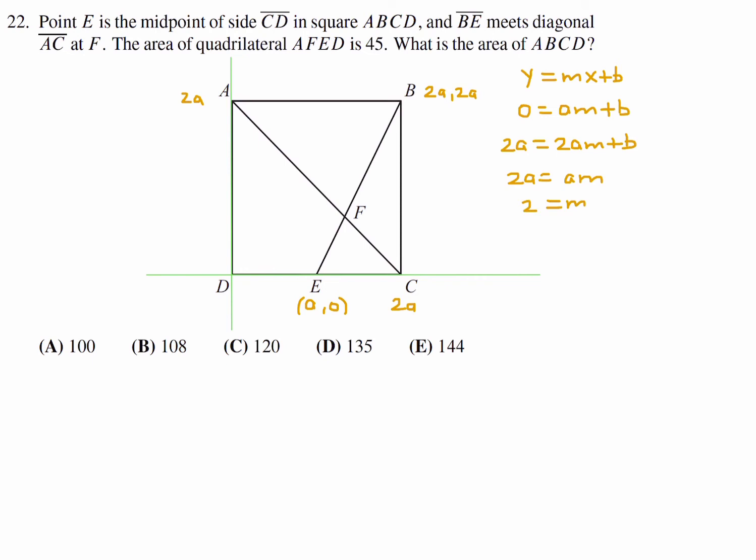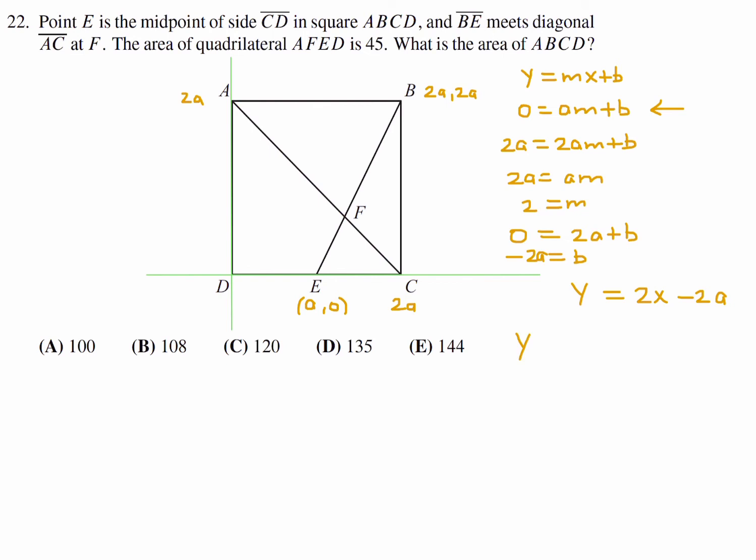Great. Then we substitute it back into one of these to solve for B, and when you do, you get 0 equals 2A plus B, and therefore B is equal to minus 2A. So our equation is y is equal to 2x minus 2a. That's this line right here. And then we have this line, that line, in the very same way we figure out the equation.